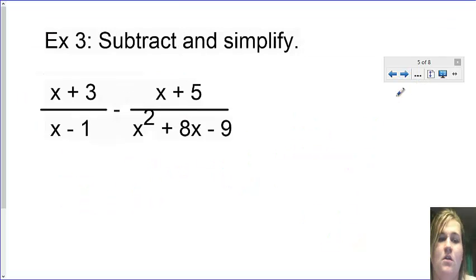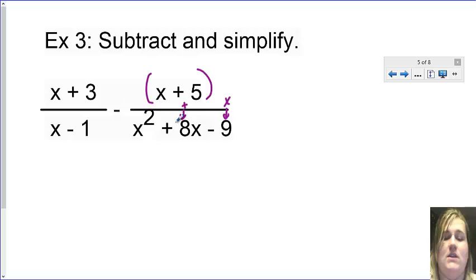On example 3, it wants us to subtract and simplify our answer. So again, on this one I have to recognize that I'm subtracting this whole quantity, but I don't have a common denominator yet. And remember, anytime we see a trinomial, the first thing we should think is to factor. So this is a trinomial that has a coefficient of 1. So all we have to do is find something that multiplies to get this, adds to get this.